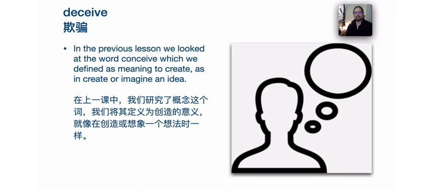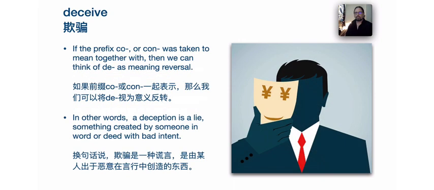So the first word here is deceive. In the previous lesson, we looked at the word conceive, which we defined as meaning to create, as in to create or imagine an idea, to conceive of an idea. The prefix co or con was taken to mean together with. Thus, we can think of D as meaning reversal. In other words, a deception is a lie, something that is created by someone in word or deed with bad intent.